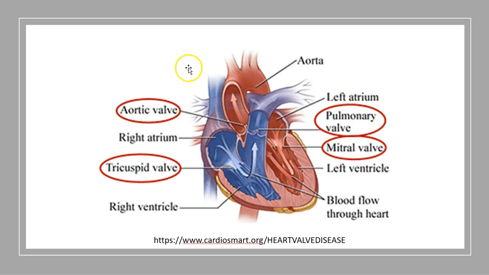Here's just another view of it. So you have your aorta coming out over your left ventricle, and you have your left atrium, and your pulmonary valve, with your mitral valve and left ventricle.